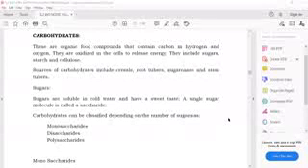Carbohydrates can be classified depending on the number of sugars as monosaccharides, disaccharides. Okay, thank you very much.